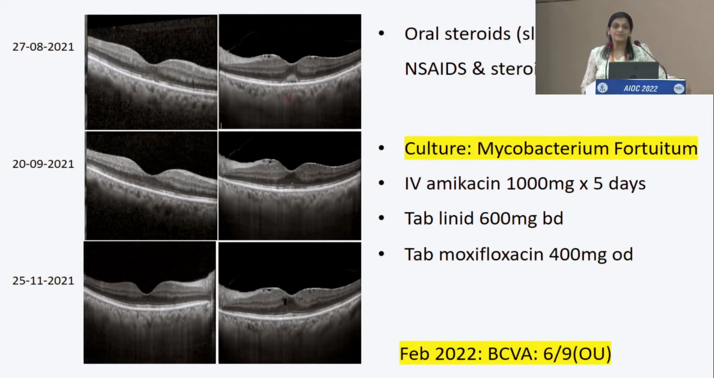And what was interesting is 3 weeks down the line, I was told that her culture had come positive for Mycobacterium fortuitum. So the whole thing changed. The whole presentation looked like a sarcoid-like reaction, and the culture came out as atypical mycobacteria, and she had to be treated with amikacin and linezolid as well as moxifloxacin.